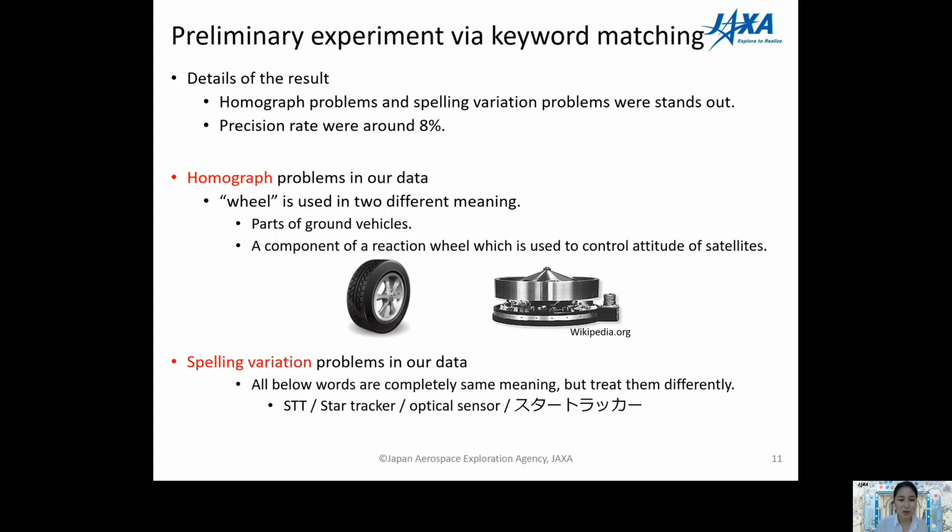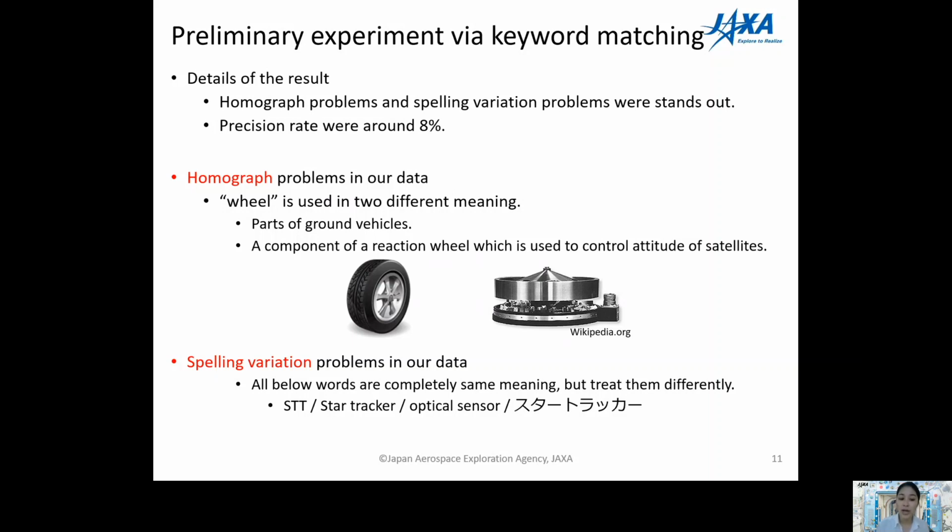And we found two problems. One is the homograph problem. For example, the word wheel has two different meanings in our organization. One is the wheel as a tire, which is part of ground vehicles. And another is a component of a reaction wheel, which is used to control the attitude of a satellite. Those wheels have completely different meanings, but they are treated as the same thing, so the precision rate goes down.